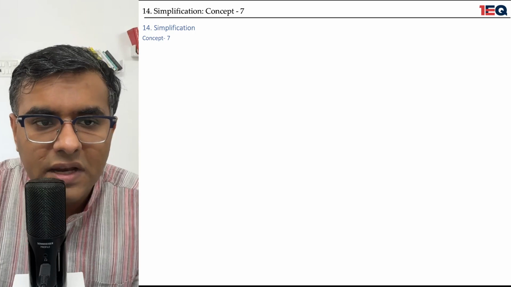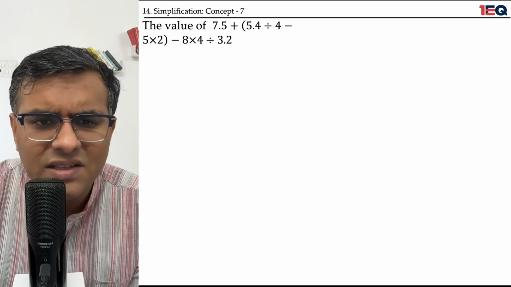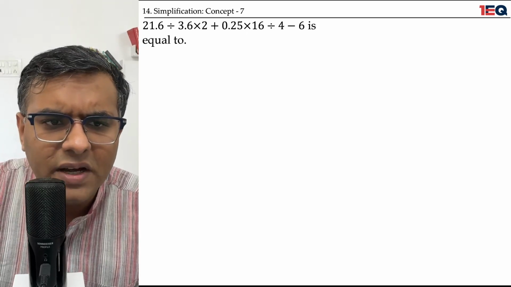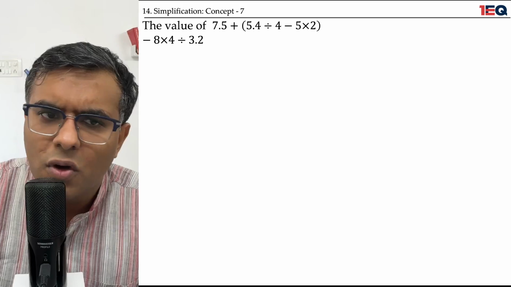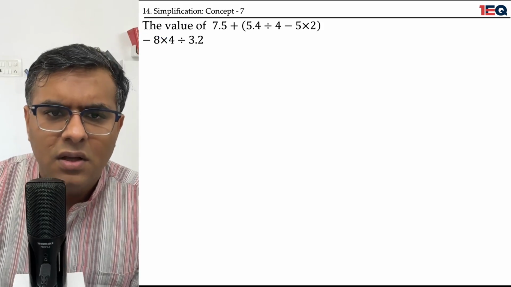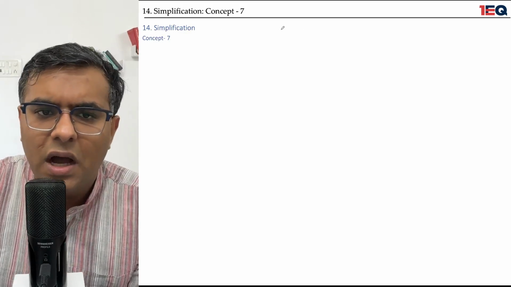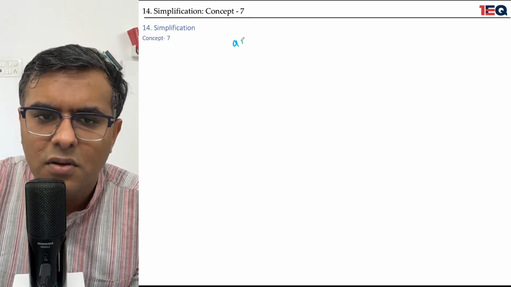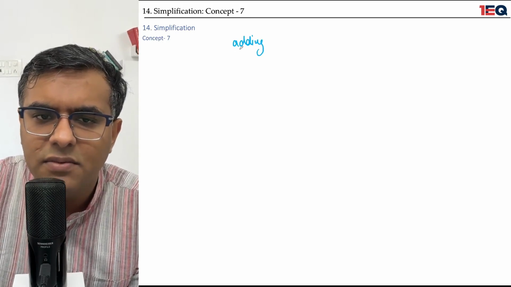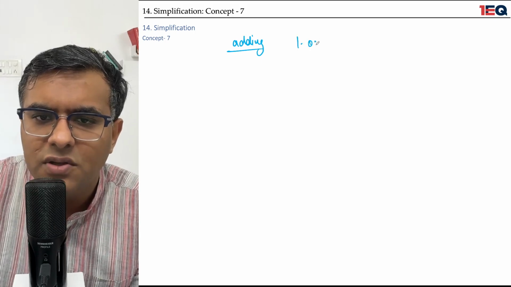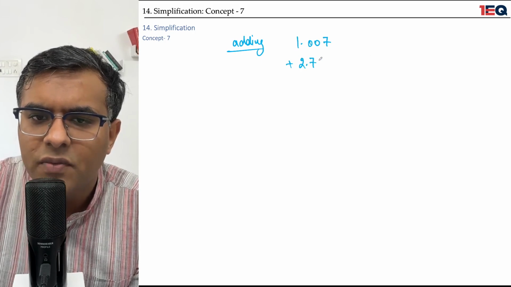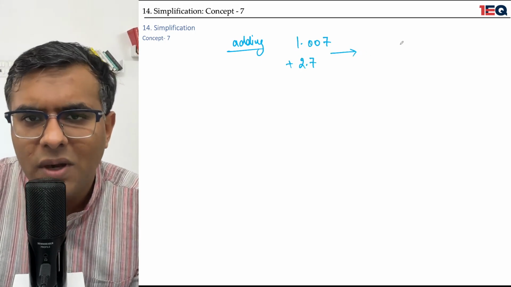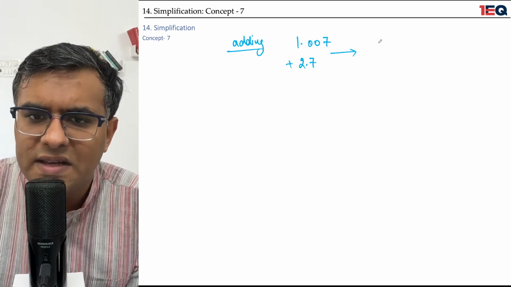Coming down to the next simplification concept, this is going to be similar. The only difference is that we have to talk about decimals over here. Whenever we are adding up decimals, let's assume 1.007 and we are adding it up with 2.7. So what would happen is we need to equalize the decimals.